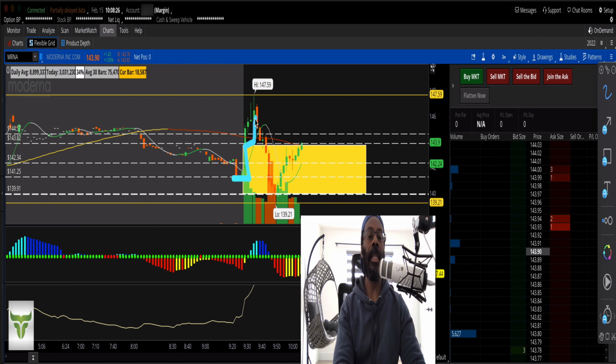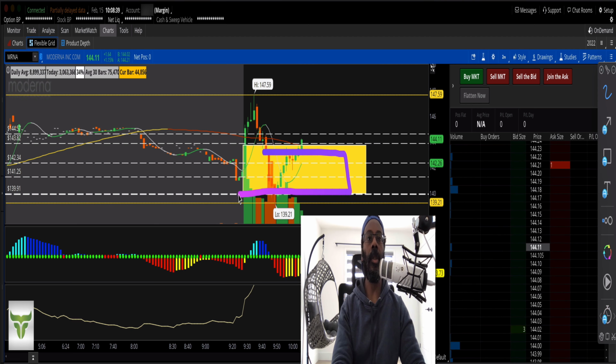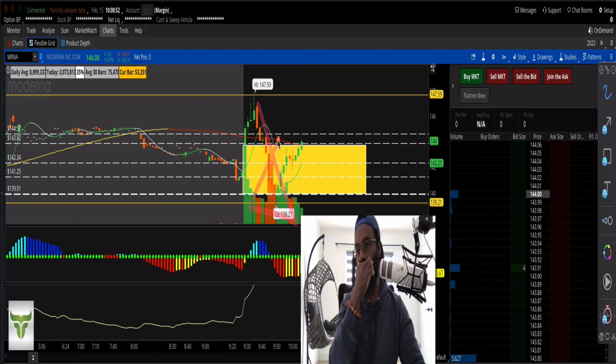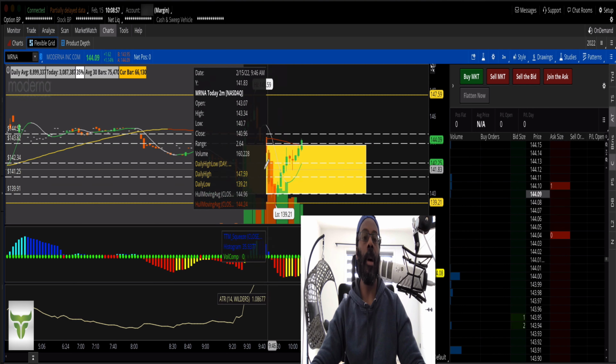So if this thing breaks out of the box and it sits there, this thing is going to push back into the box because of where it opened. It opened up in the box. And this is just resistance. This is just a cloud of resistance where this stock is going to have trouble pushing through. Now it's kind of pushing through right here, but it wouldn't have mattered because I would have took my put position right here and I would have made my money and I would have been in and I would have been out. And this is like the death zone anyways, that box.